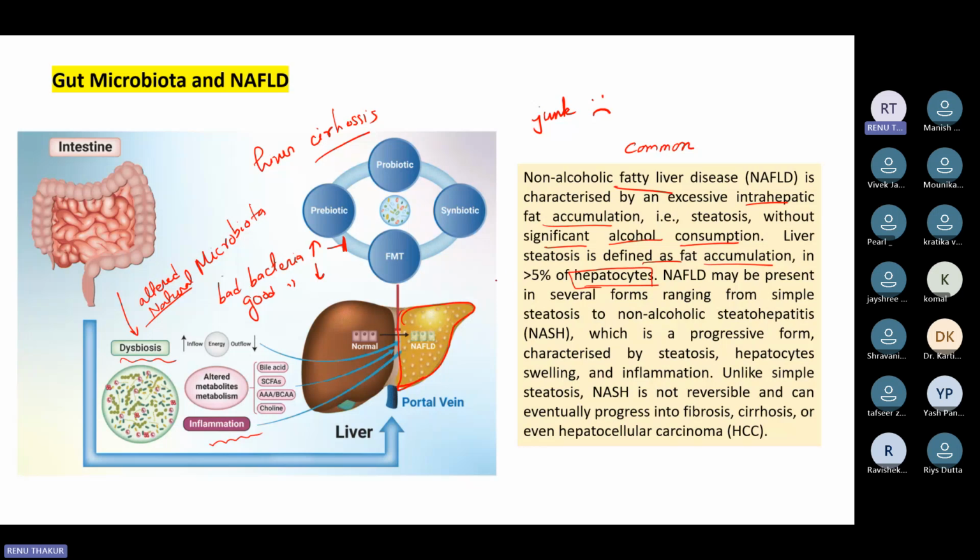So this results in hepatocellular carcinoma, liver cancer, liver fibrosis, cirrhosis. All these things are related to different kinds of inflammatory responses that are generated by the bad bacteria whenever you are facing dysbiosis.